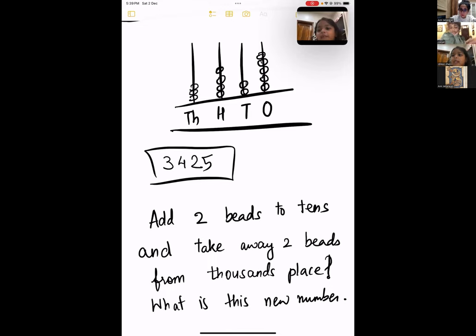Idhika, can you answer this question? Add two beads to the tens. Now, this is a new number that you have given me. That is 3,425. Now, you have to do a little bit of changes on this number. You have to add two more beads to the tens place and take away two beads from the thousands place. What is this new number?